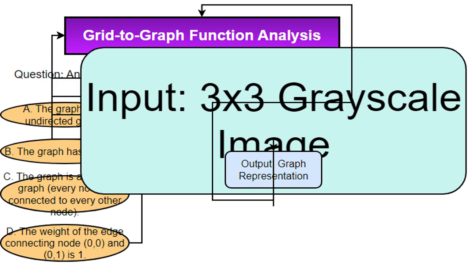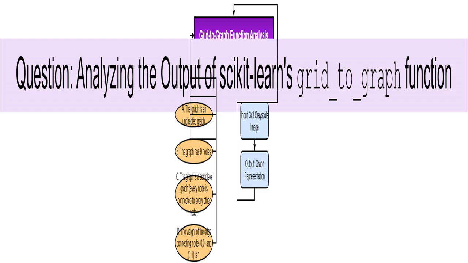I see you have a 3x3 grayscale image. That means you have a square image with 3 rows and 3 columns of pixels. Each pixel has a single grayscale value, a number representing its brightness. We're using scikit-learn's grid_to_graph function to turn this image into a graph. The question is, what properties does this resulting graph have?